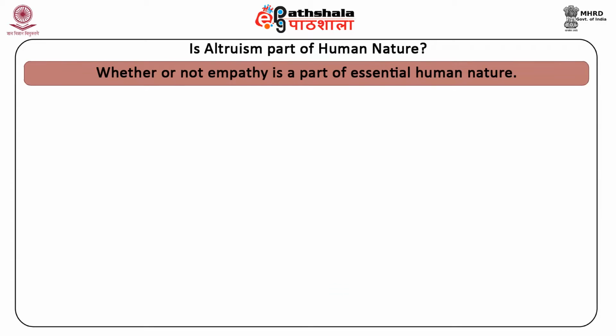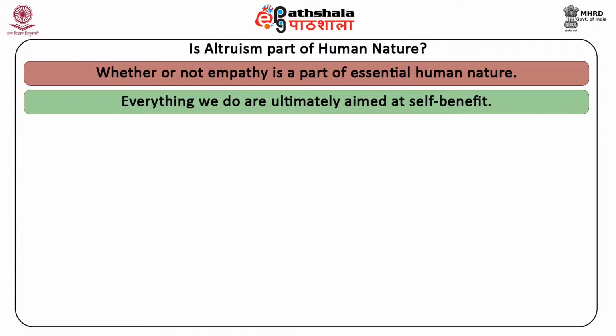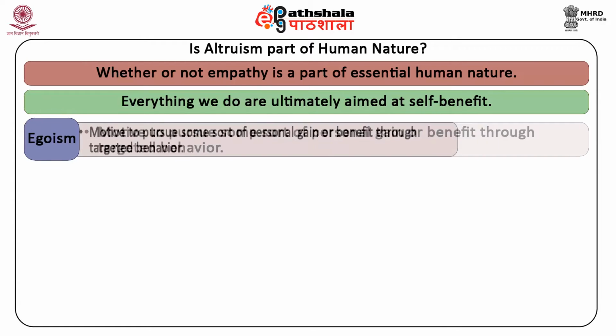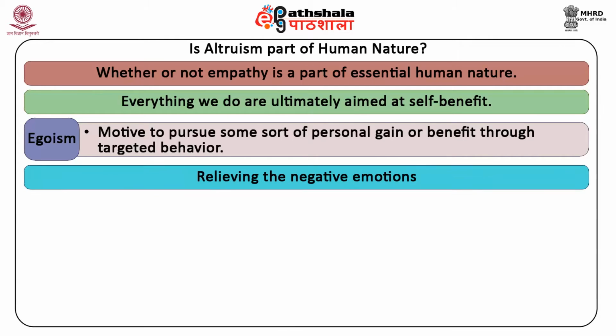Whether or not empathy is a part of essential human nature has been a topic long debated. Proponents of universal egoism say that everything we do, no matter how noble and beneficial our acts seem, is ultimately aimed at self-benefit. Egoism is the motive to pursue some sort of personal gain or benefit through targeted behavior. This personal benefit can take the form of relieving the negative emotions that an undesirable situation produces in us.